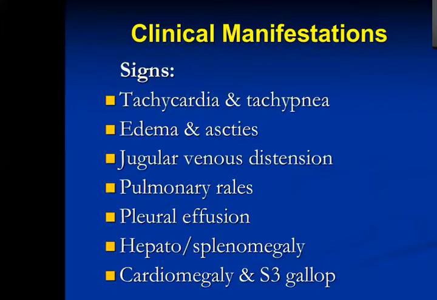And the signs you see, from either hypoperfusion or volume overload or increased sympathetic activity, are tachycardia, tachypnea, edema and ascites, jugular venous distension, pulmonary rales, pleural effusion, hepatosplenomegaly, cardiomegaly, and S3 gallop. And there are much more as well. Here I am just mentioning the common signs and symptoms.